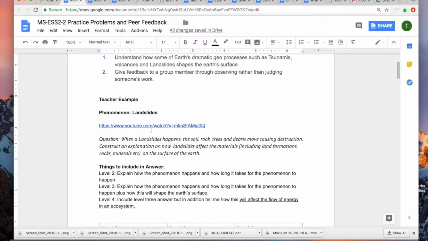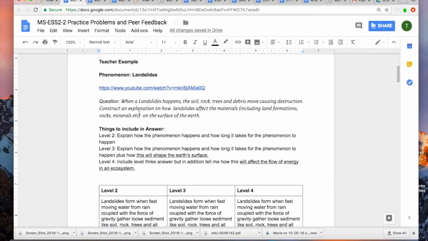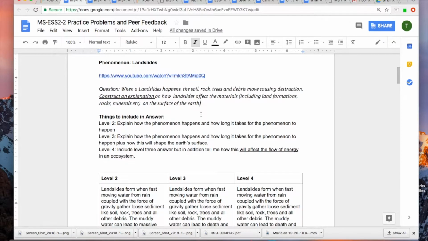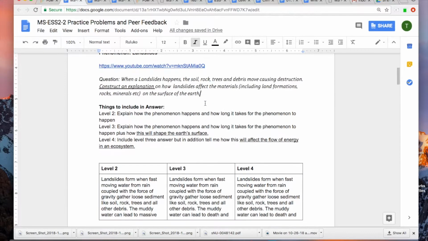The phenomenon we're going to look at is a landslide. You're going to watch a video in class, and then you're going to answer this question. When a landslide happens, the rock, soil, trees, and debris move, causing destruction. Construct an explanation, remember this is the practice, okay, on how landslides affect the materials, including land formations, rocks, and minerals on the surface of the Earth.